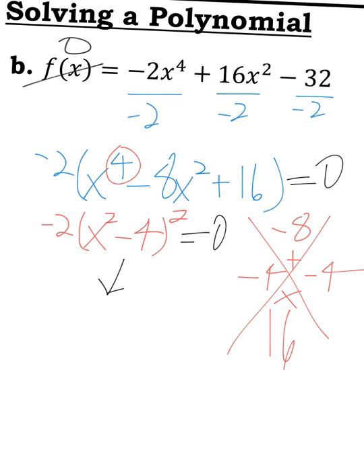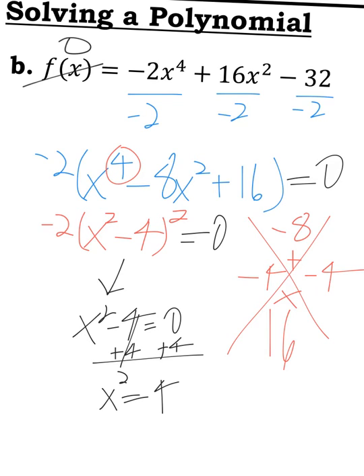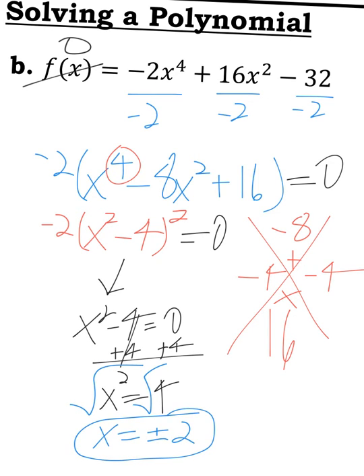All I have to do is x squared minus 4 equals 0. And, well, remember the square root method? Add the other number to the other side, okay? I get x squared equals 4. So square root both sides, and remember, anytime you square root, you have a plus or minus. So the square root of 4 is plus or minus 2. So x is going to equal 2 and negative 2. And that's the final answer for B.